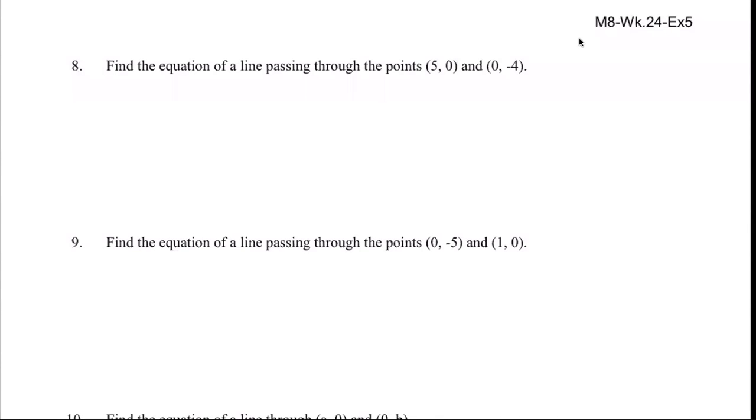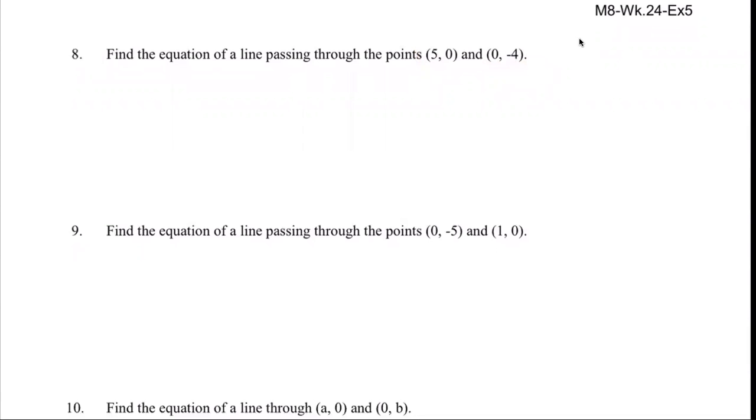Okay, now let's look at question number 8. Question number 8. Find the equation of a line passing through the points (5, 0) and (0, -4). So same pattern, right? Same type of question. We're given 2 points and we're asked to find the equation of the straight line. This is what I mean by if you see enough questions of one type, then you'll realize that there's nothing new. There's nothing new.